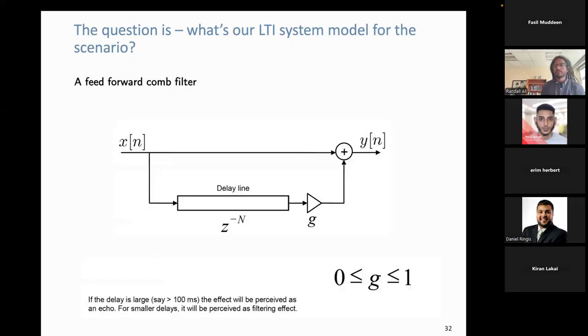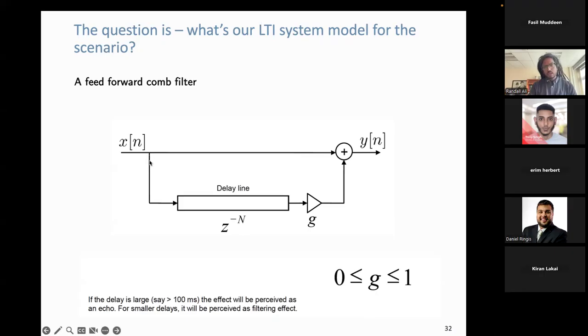Now, the first one I'm going to mention is what we call a feed-forward comb filter. It's a really simple structure. Couldn't get more basic than this. It basically consists of two paths. So x[n] is my input and y[n] is my output. And I can see that y[n] consists of two parts. One is exactly that direct path from x[n] to y[n].